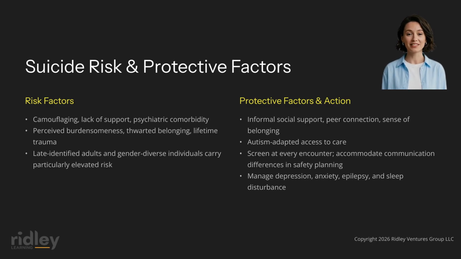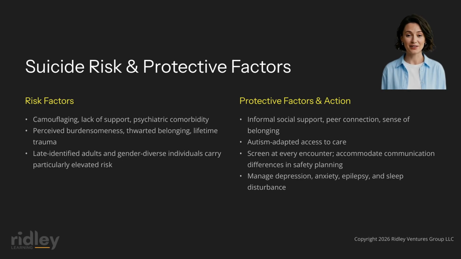Our understanding of why autistic individuals face elevated suicide risk is advancing. Camouflaging, lack of support, psychiatric comorbidity, perceived burdensomeness, thwarted belonging, and the greater lifetime trauma together account for much of the elevated risk in autistic populations, particularly among late-identified adults and among gender-diverse individuals. Clinically, the Westby and Coburn-Pierce Primary Care Review emphasizes that suicide is the most common cause of premature mortality among autistic adults without intellectual disability, with risk estimates 2 to 10-fold those of the general population. Screening for suicidality should be deliberately incorporated into every clinical encounter, rather than deferred to specialty mental health services.